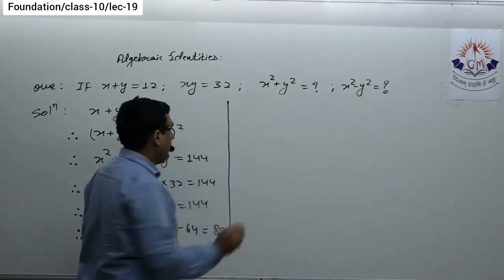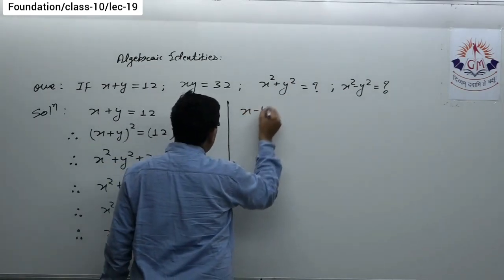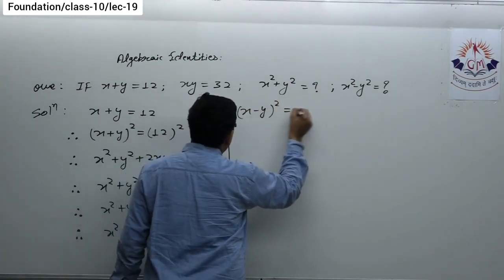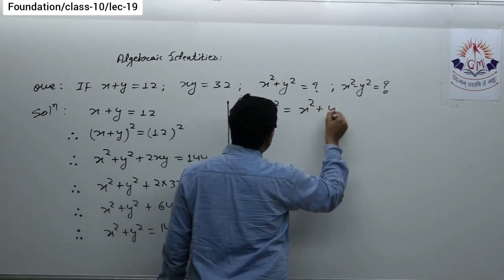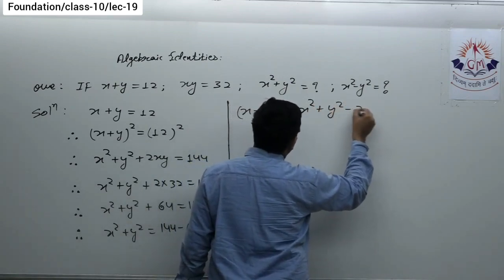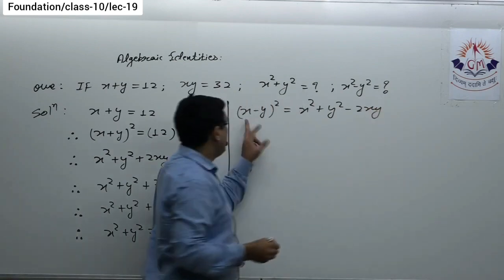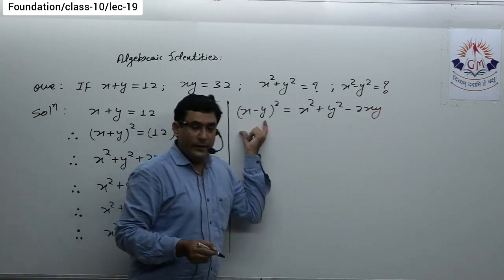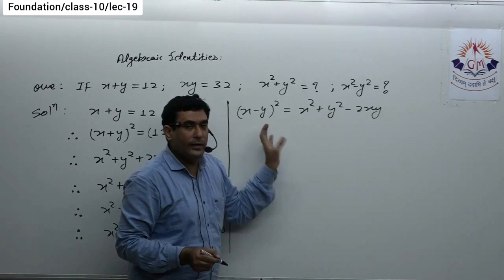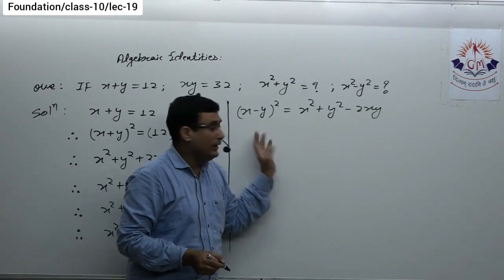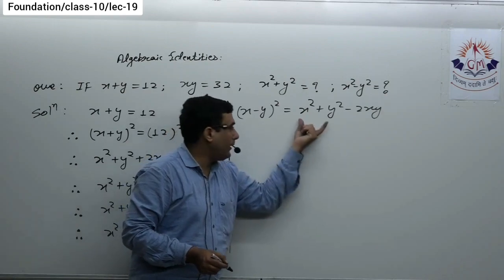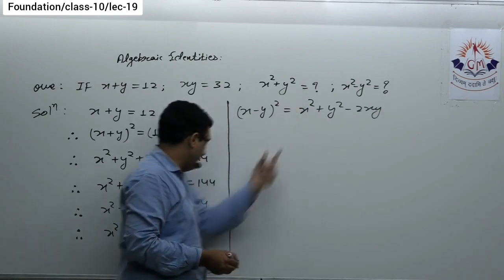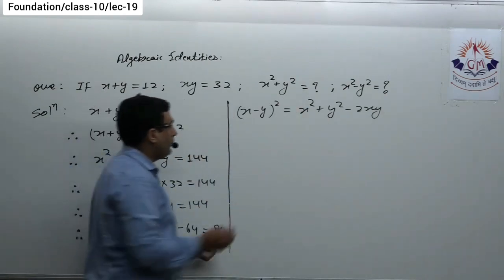Now, how to get the value of x minus y? If I make the square, I'll get x square plus y square minus 2xy, isn't it? Now see, I have x minus y whole square, so definitely I can get x minus y as well. To get the value of x minus y whole square, I need x square plus y square, that is already obtained.